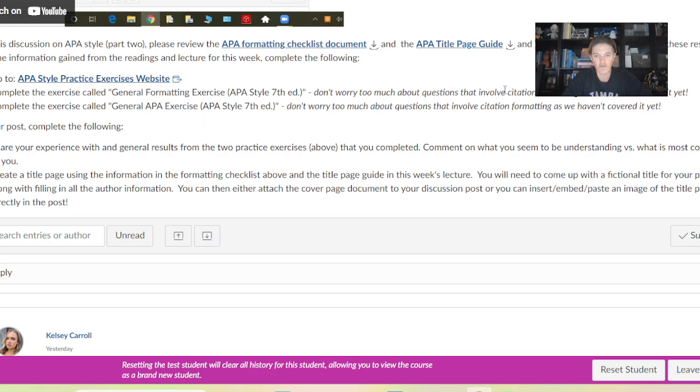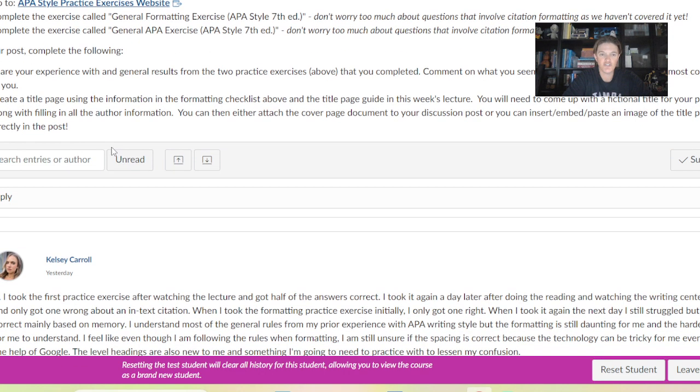Don't worry too much about questions that involve citation formatting, as we haven't covered it yet. But what you're going to be doing is looking at these 2 general exercises and just getting your feet wet a little bit with playing around with APA style formatting. I also would like you to review this formatting checklist, this title guide, and sample page. And then using these 3 things here and the resources from our reading this week, you're going to then complete the following. So you'll do this website.